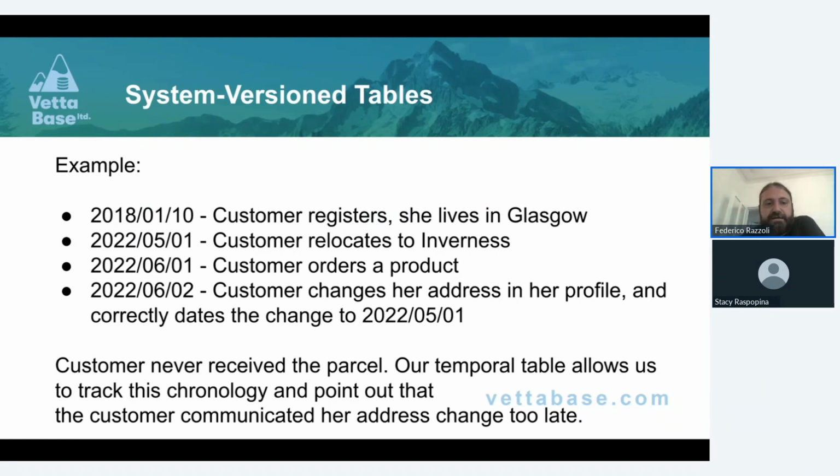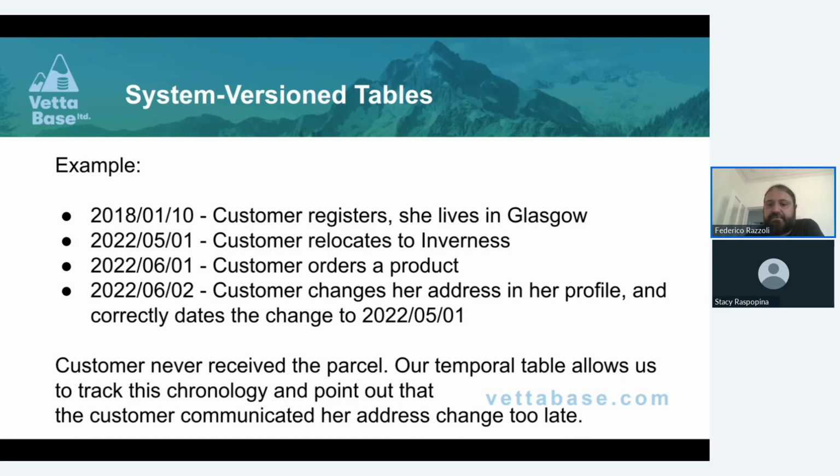So in 2018, the customer registers to our website and she lives in Glasgow. In 2022, the customer relocates to Inverness. One month later, they order a product, but they didn't change the address yet. Okay, we don't know that she relocated because she didn't tell us.